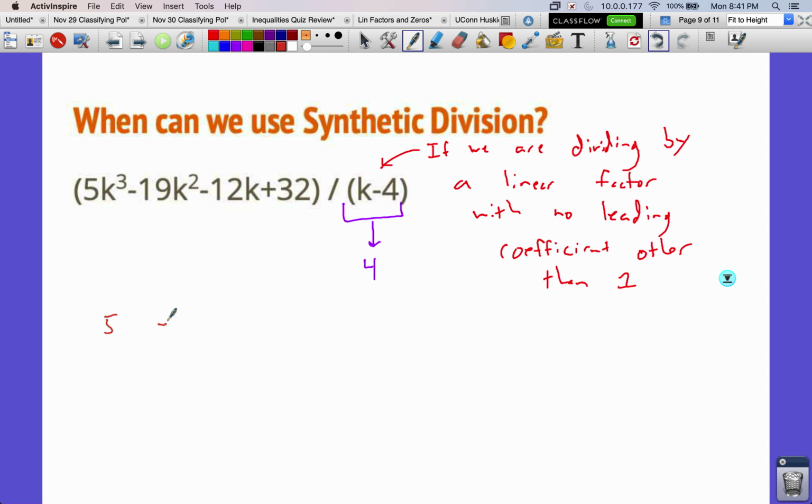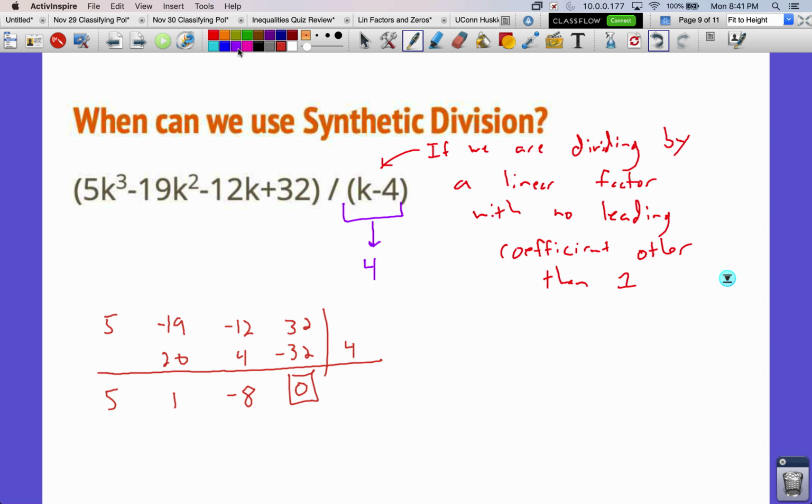So 5, negative 19, negative 12, 32. All divided with a 4 out here. We drop down the 5. This becomes a 20. At the column, we get a 1, 4, negative 8, negative 32. Remainder 0. Always like to see that. And then these coefficients here become the coefficients of a new quadratic: 5k squared plus k minus 8.